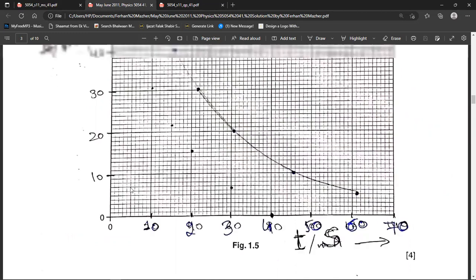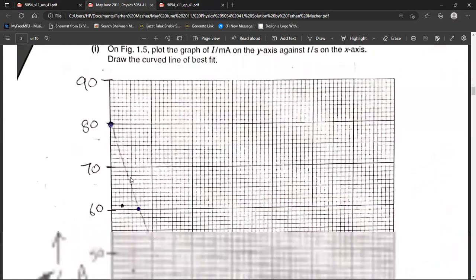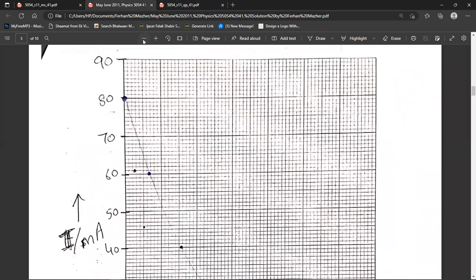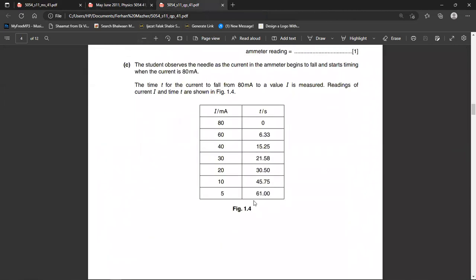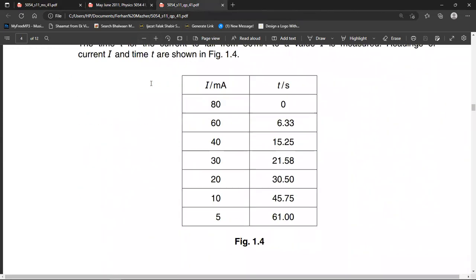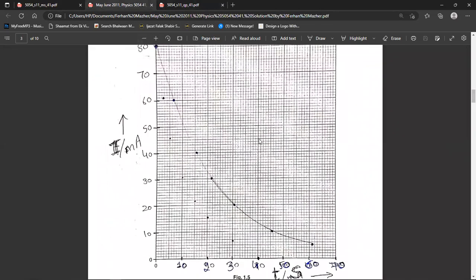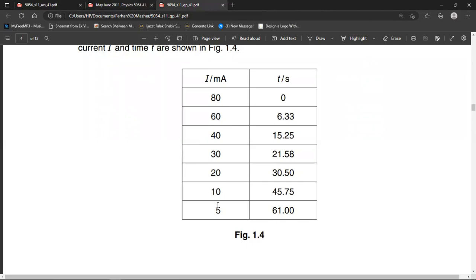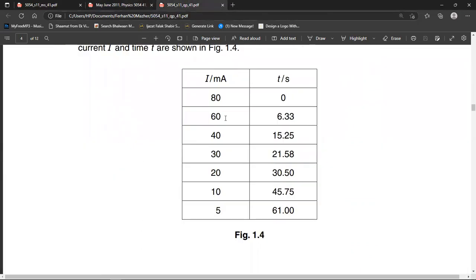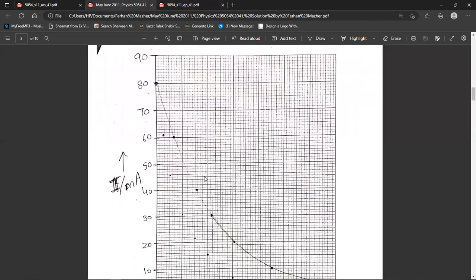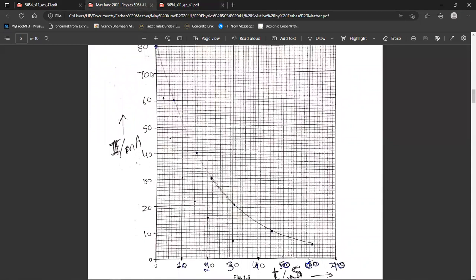So here you see the t value, from this table, is going from 0 to 61. So you can see here 10, 20, 30, 40, 50, 60, 70, and that is on the x-axis. And the I value is going from 5 to 80, so 0, 10, 20, 30, 40, 50, 60, 70, 80, and 90. At 0, we will have 80. This is the point.